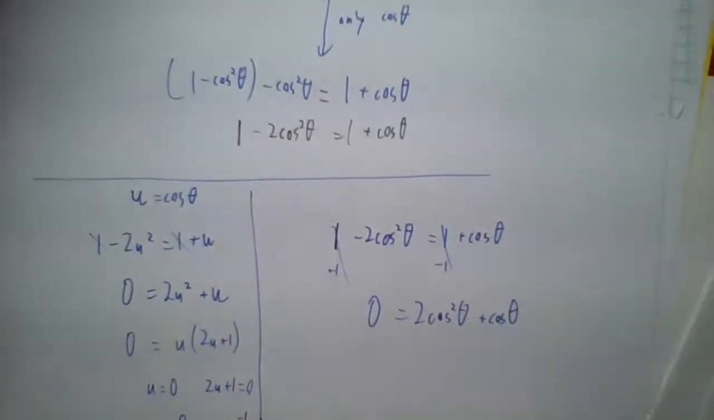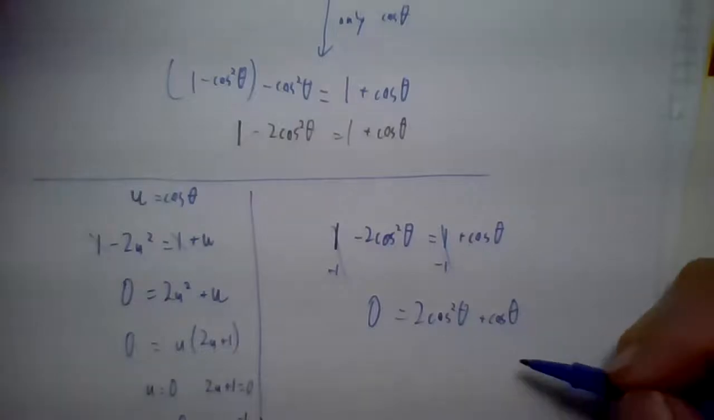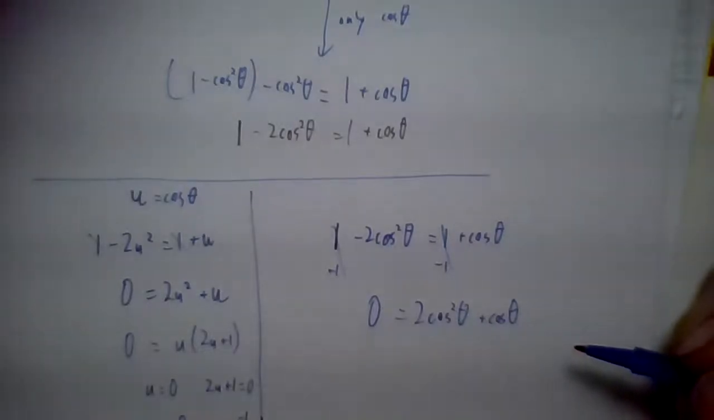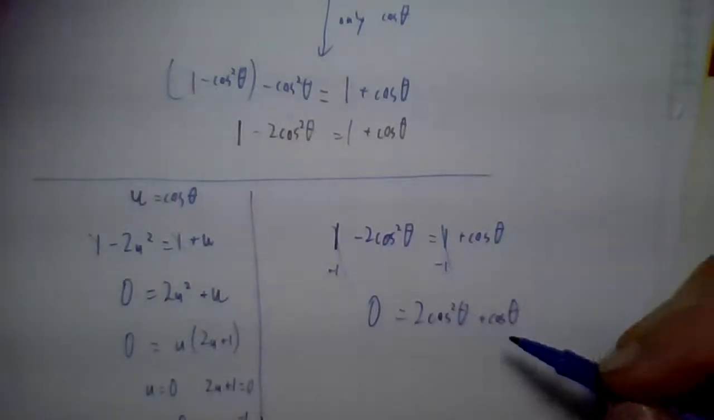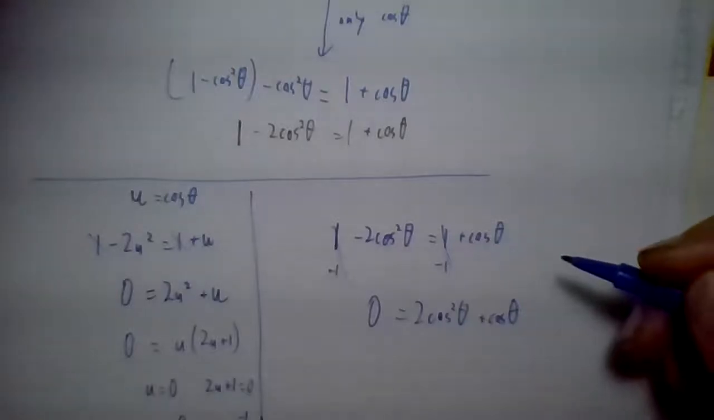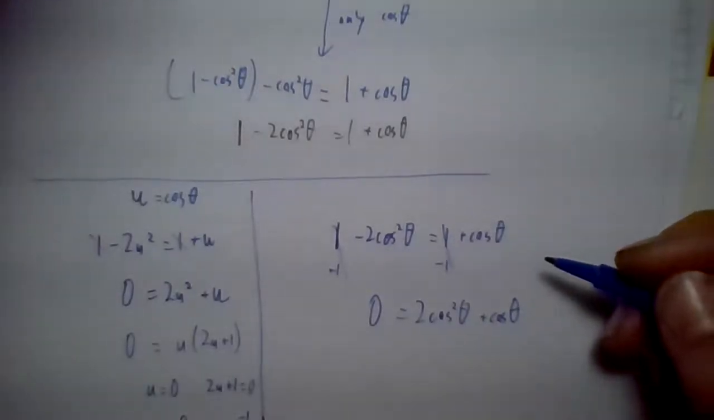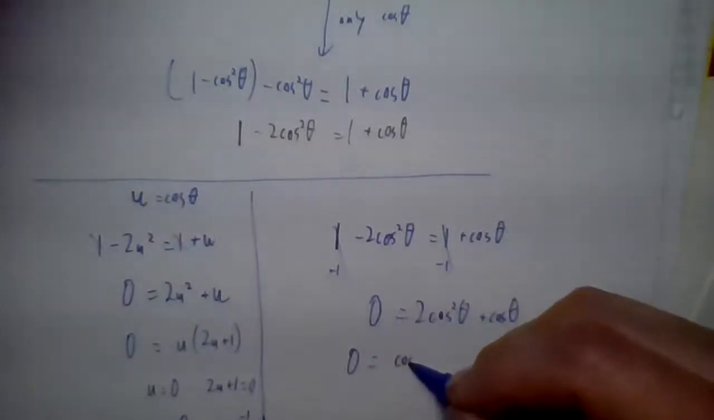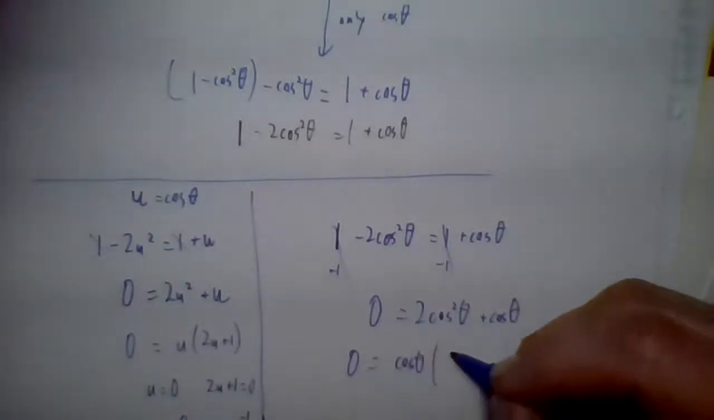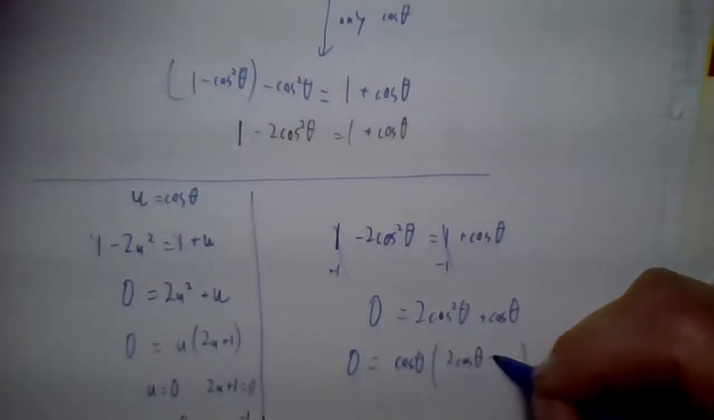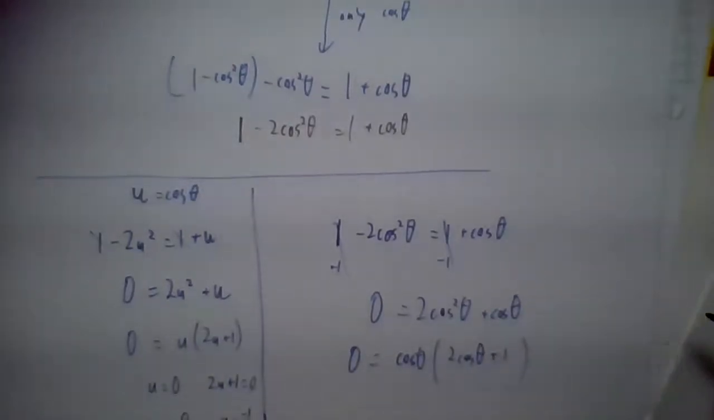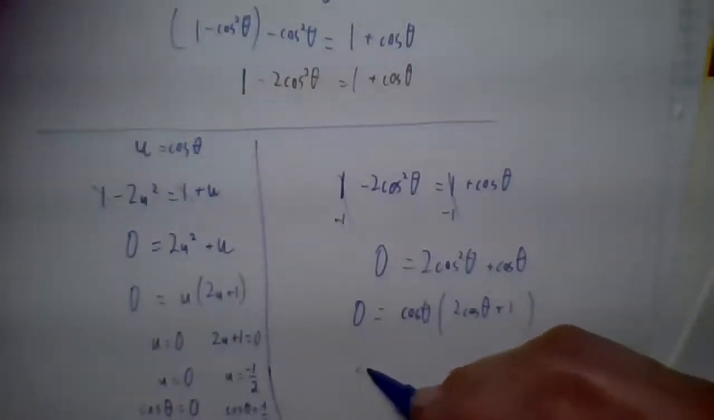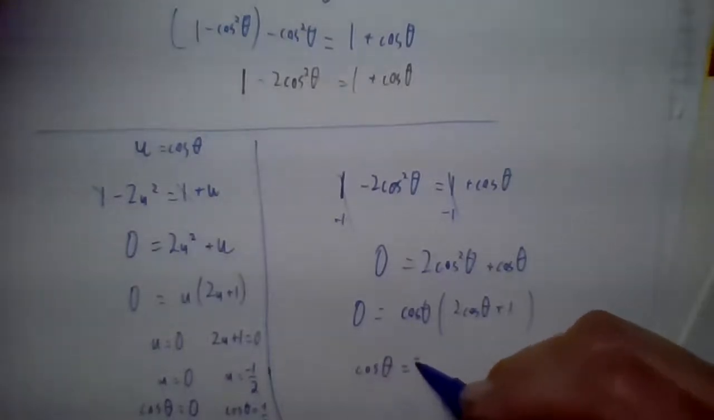2 cosine squared theta plus cosine theta. I'm still going to use the zero factor property. I'm just doing it without making that substitution, just keeping it in terms of cosine all along. You can factor out cosine theta, leaving 2 cosine theta plus 1. There we go.